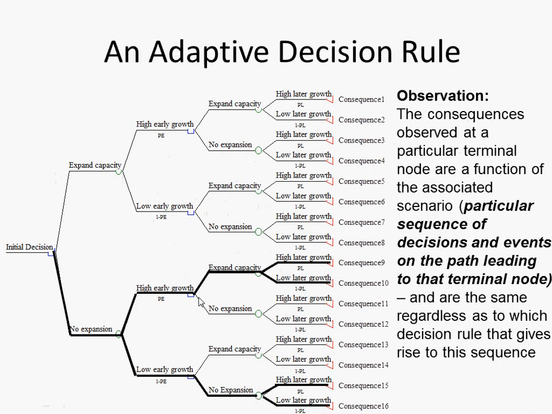By contrast, here's an adaptive decision rule. No expansion up front. That decision has to be made up front. But this is saying, if there's high early growth, then I will expand capacity. If there's low early growth, I won't expand capacity. This is a contingent decision rule. My choices are contingent on what's been observed. I can't simply say what to do ahead of time without mentioning, if you see this, do this. If you see that, do that. This is contingent. It's conditional.